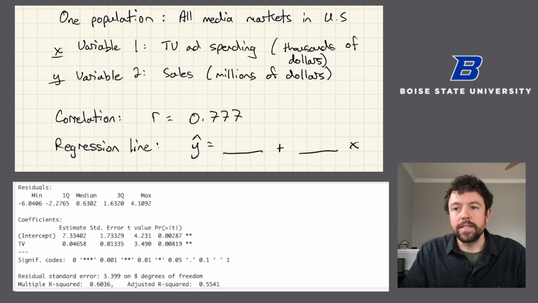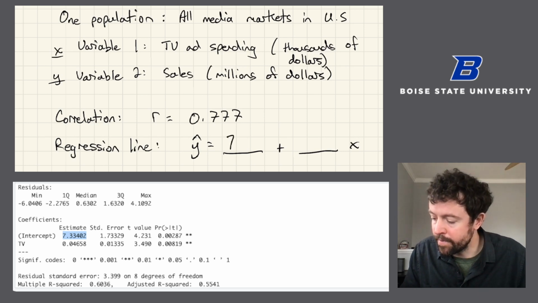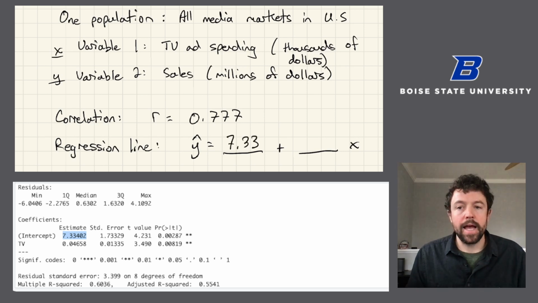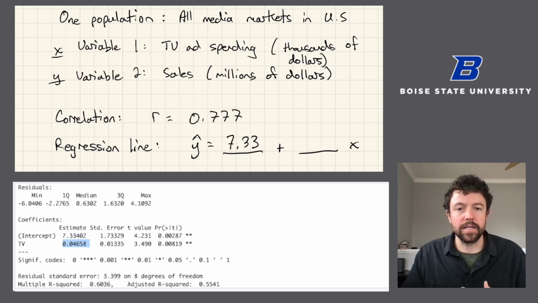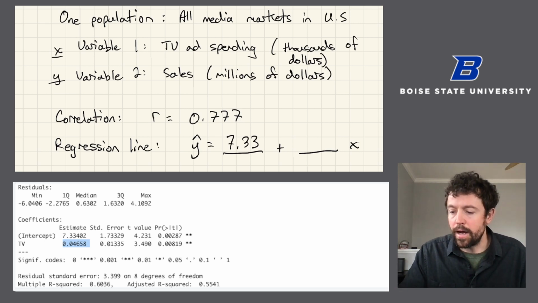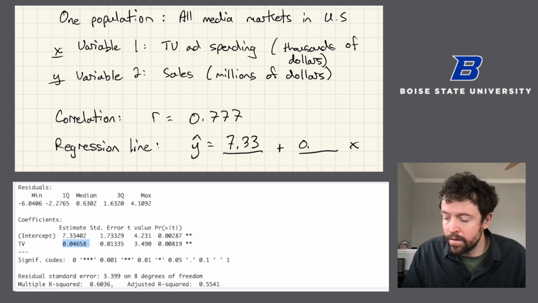What I really want is this estimate column. So everything under estimate is what I want. And the intercept refers to the y-intercept. So that's 7.33. And TV refers to the slope. Why is it TV? Well, it's the coefficient on the TV variable, right? X represents TV ads. And they're calling it TV because it's the coefficient that goes with our variable TV. And so that's 0.47 if I round to 3 decimal places.